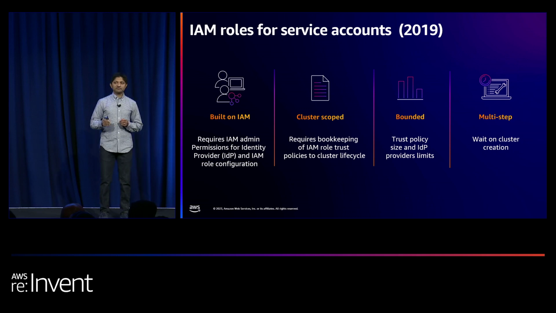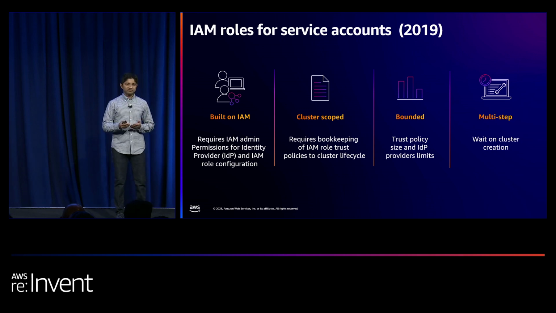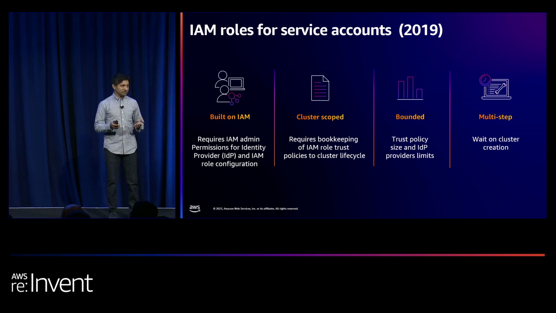So prior to IRSA, the way you would give your pods running on EC2 worker nodes IAM permissions to access other AWS resources was by leveraging the IAM role attached to the EC2 instance itself. So this meant that all the pods running on the same EC2 instance would get all the permissions that the IAM role had, which might be overly permissive, right, and violating the least privilege principle.